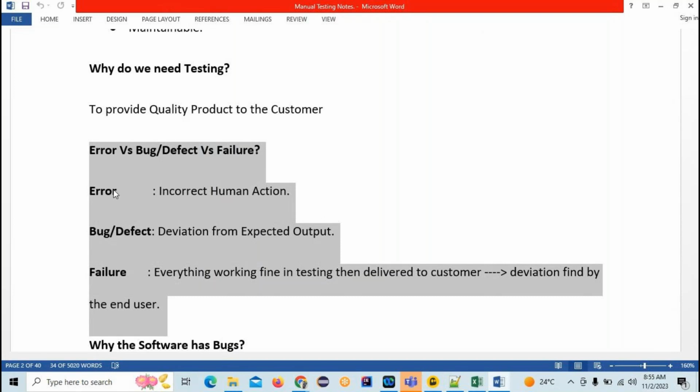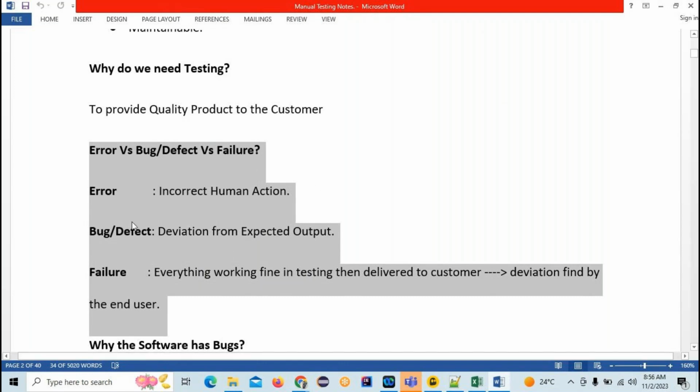For example, I am writing Java code to develop a particular software. In that I write code like an if statement, some print statement, system.out.println. Don't worry if you don't know what system.out.println means. We are going to learn these concepts in Java. I'm just giving an example for an error. Whenever I write that print statement in Java, I have to put a semicolon at the end of the line. But I forgot to give the semicolon at the end of the line. It is my human action. It is my mistake, incorrect human action. That's why we call it an error.